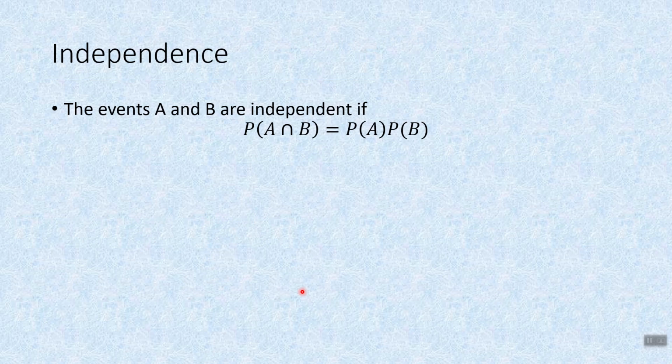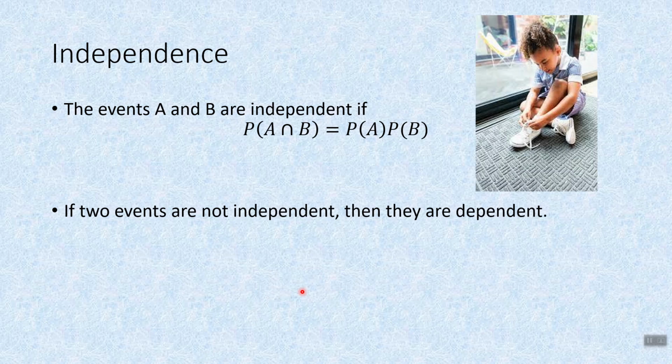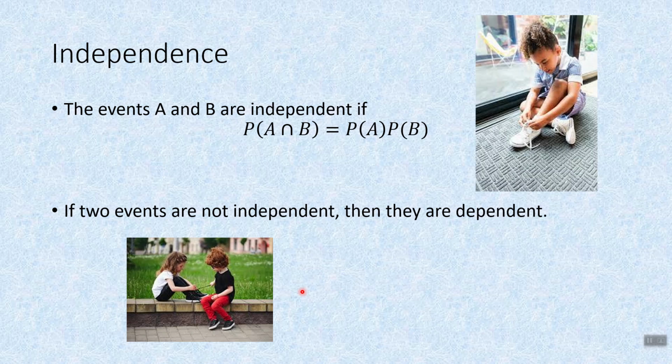You got this. Let's talk about independence. The events A and B are independent if the probability of the intersection is equal to the probability of A times the probability of B. And it's cool to be independent. We all dream of that. If two events are not independent, if the probability of their intersection is not equal to the product of the probabilities, then they are dependent, and it's okay to get a little help from your friends.